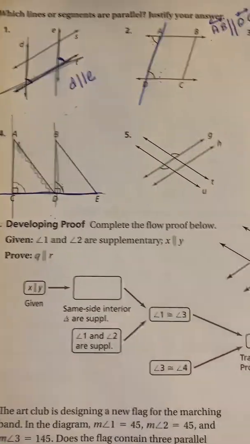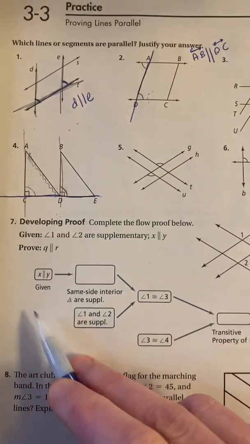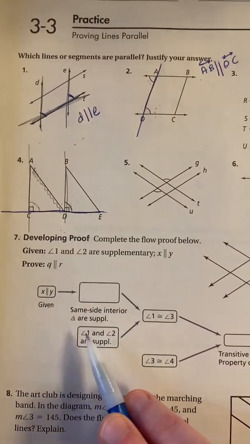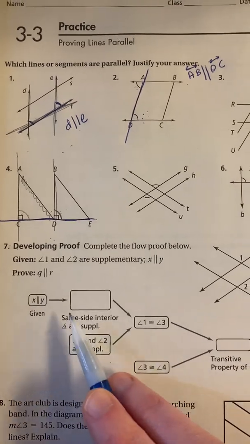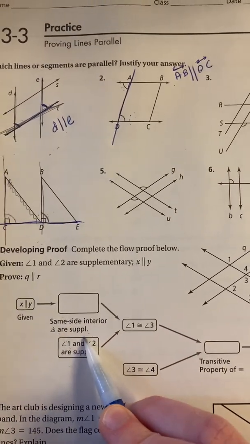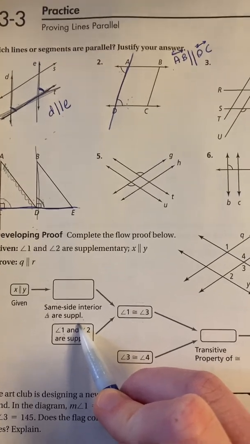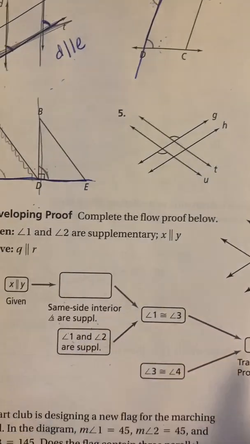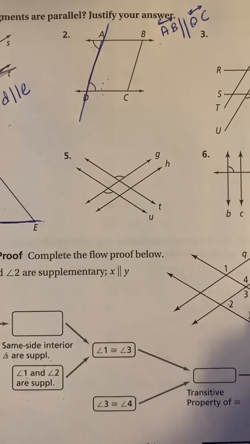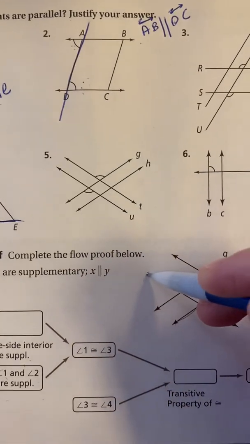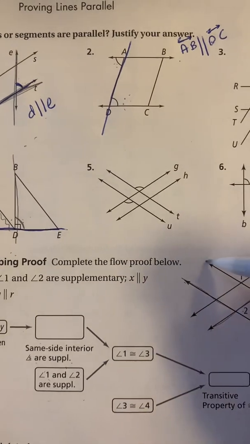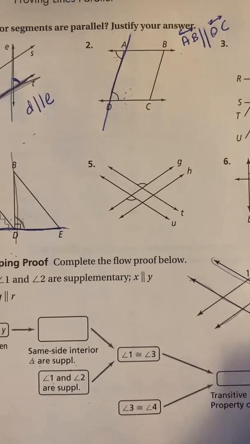Okay, so let's look at this flow proof. It starts out with your given. It says angle 1 and 2 are supplementary. Same side interior angles are supplementary. So we've got to figure out what same side interior angles are supplementary: 2 and 3 right here. This would be our transversal, and this would be our lines X and Y. Those two right there, 3 and 2, are same side interior.